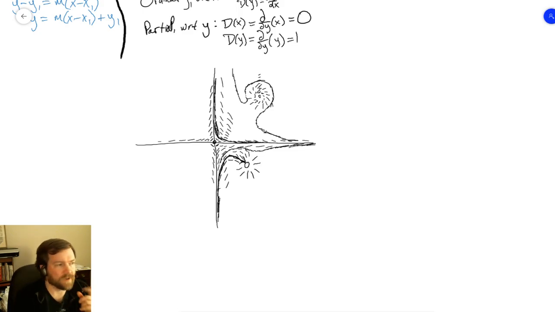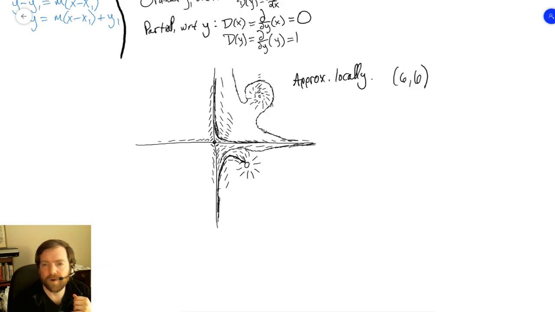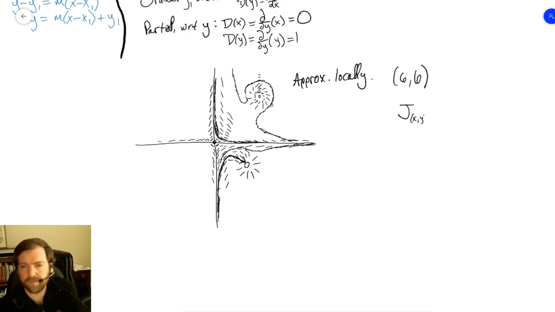So what you do for these is you approximate locally. You say around this point, we're going to take what's called the Jacobian matrix. And you take the function that we have. Typically you've got something that's written x of t and y of t.